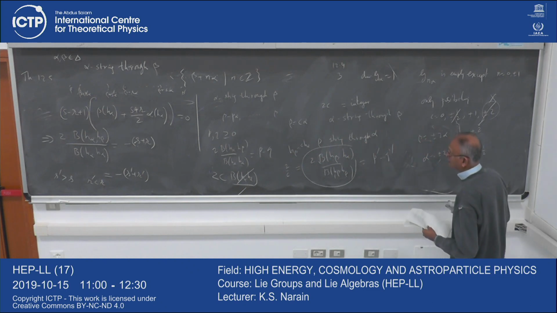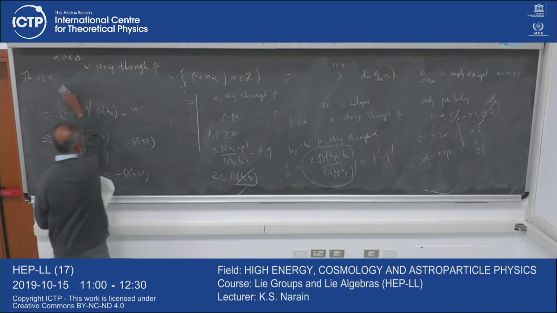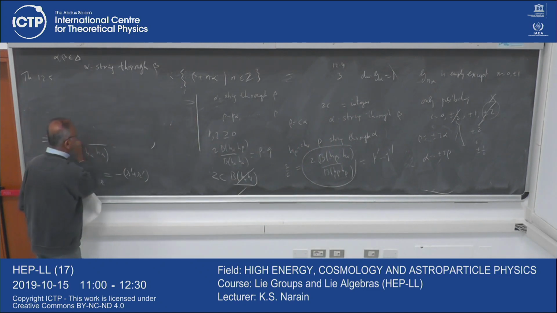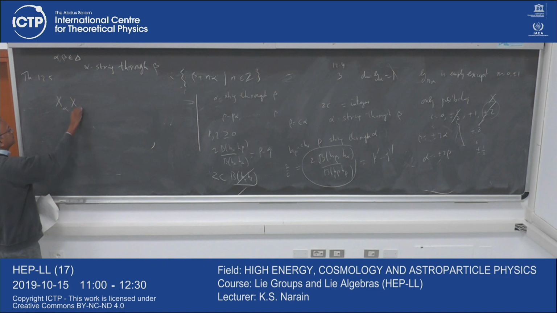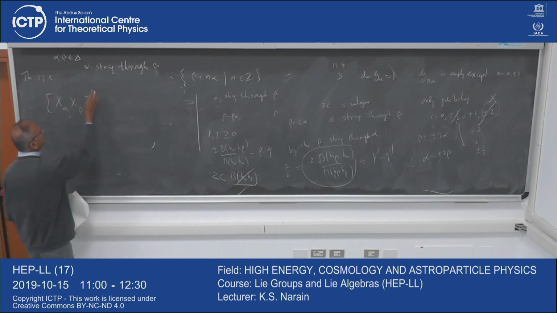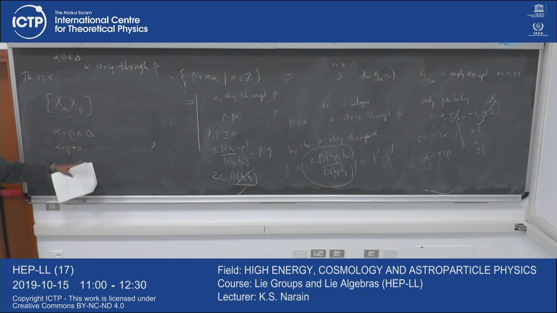Right. So now the last statement of the theorem is the thing that we were mentioning before. If I look at the commutator of x alpha and x beta, and let's assume that alpha plus beta is a root, a non-zero root, and alpha plus beta is not equal to 0. So alpha plus beta exists as a root.